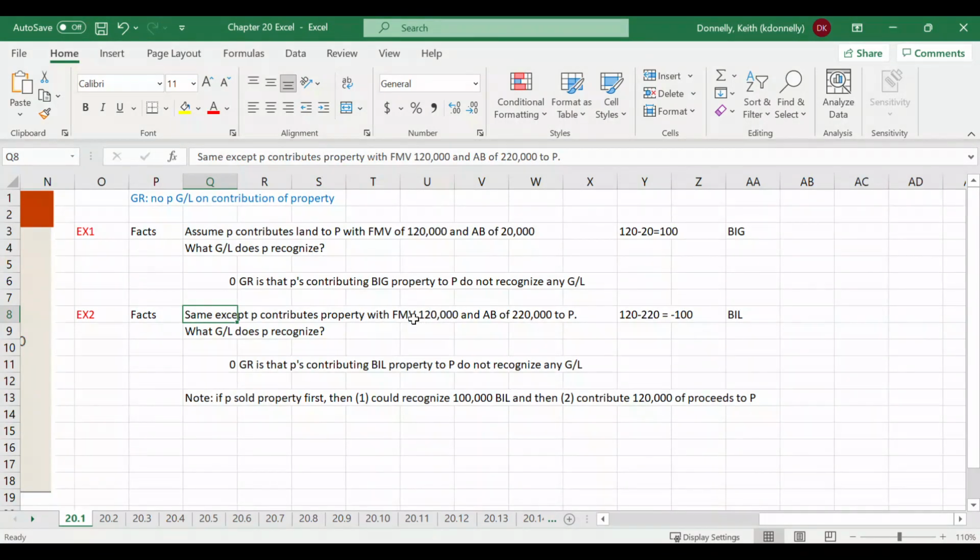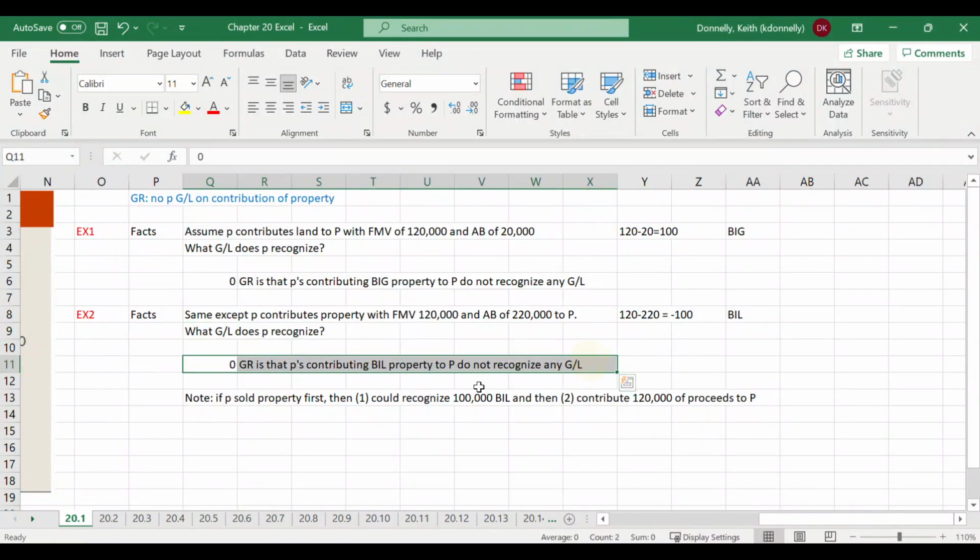Here's the same facts except with a built-in loss property, right? Something with a fair market value of 120, but an adjusted basis of 220. You'd have a built-in loss there. In this case, even though you contributed something and you had a disposition event that otherwise would have generated a loss, you don't get to use that loss, right? You still have zero gain, zero loss. This is why the book was saying it discourages people from doing this.